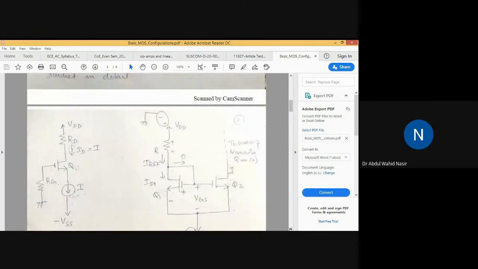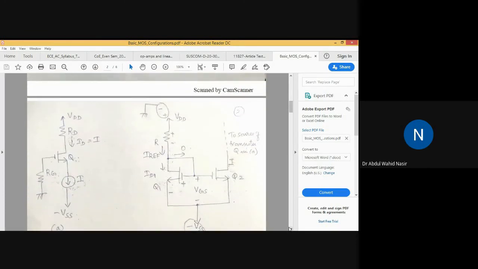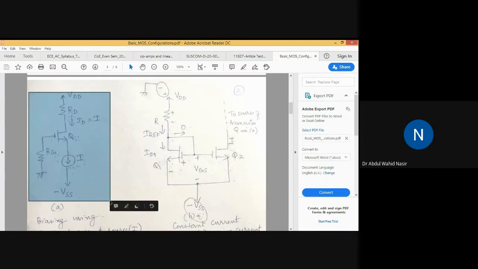So we'll see now how it is simple and effective. First of all, see this circuit diagram. In the circuit diagram, we have a transistor Q, that is a MOSFET.